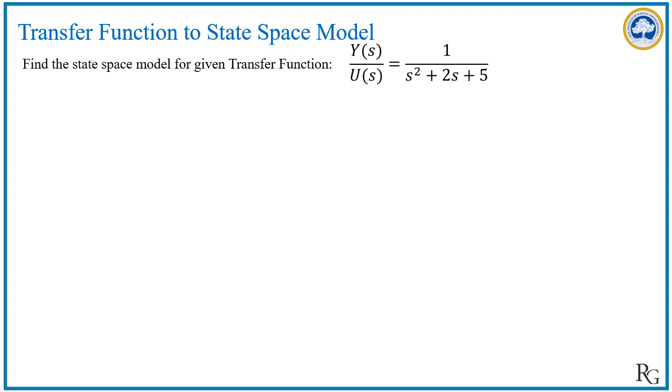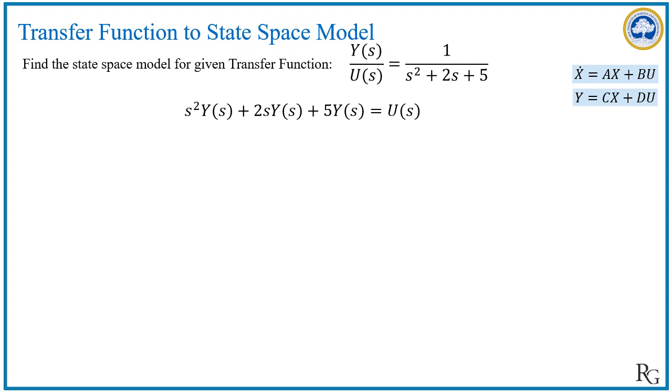So for this particular system, the transfer function is given to us as Y(s) upon U(s) is equal to 1 upon s square plus 2s plus 5. So in this, the output of the system is Y(s) in frequency domain, or y(t) in time domain, whereas the input of the system is U(s) in frequency domain and u(t) in time domain. Now the overall objective is to find out these two equations.